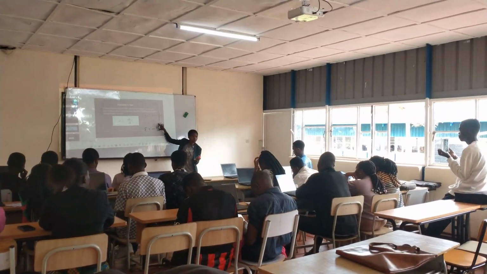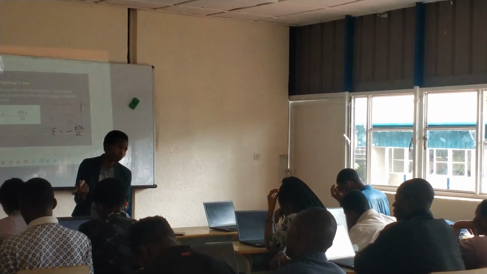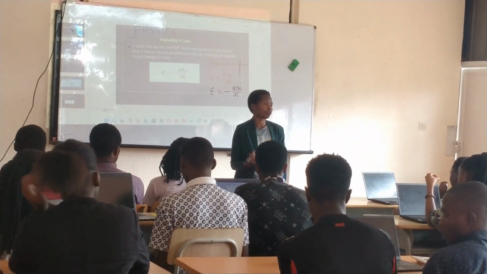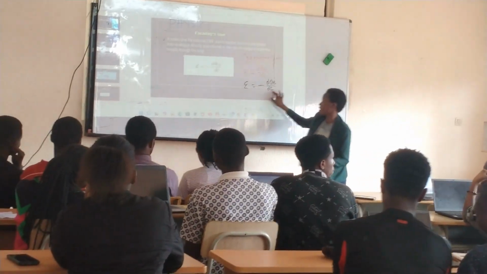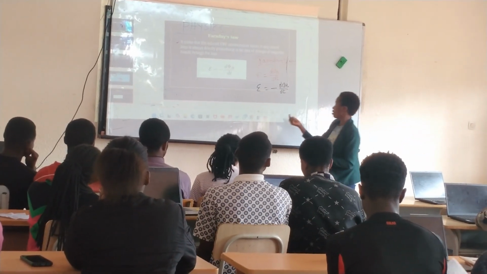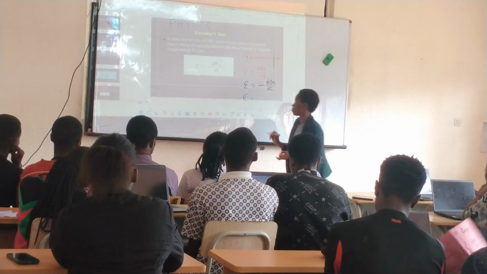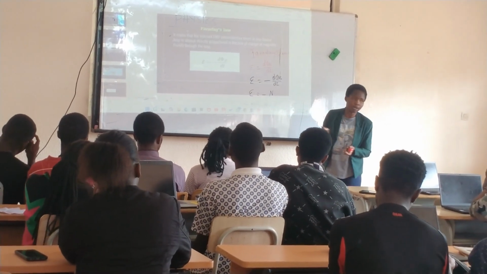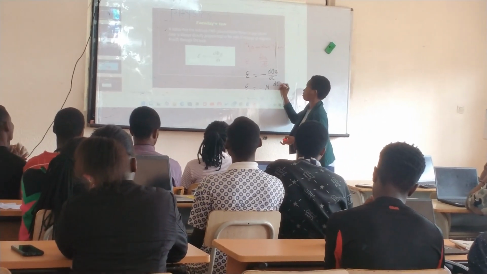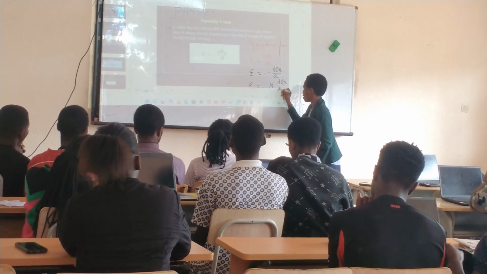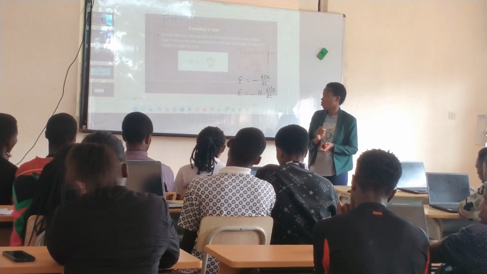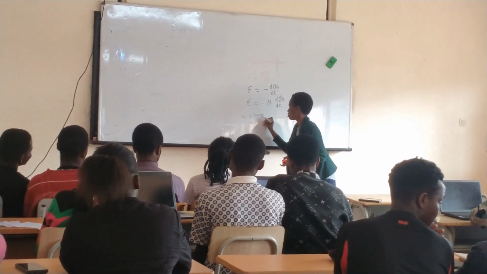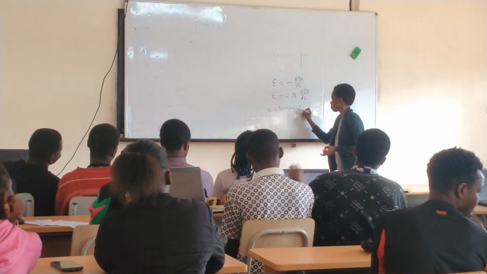But this is for when you have a single loop. But what if we have many turns in the coil? We will add the number of turns. To have this one will be negative N multiplied by the change in the magnetic field flux with time, where N means number of turns.